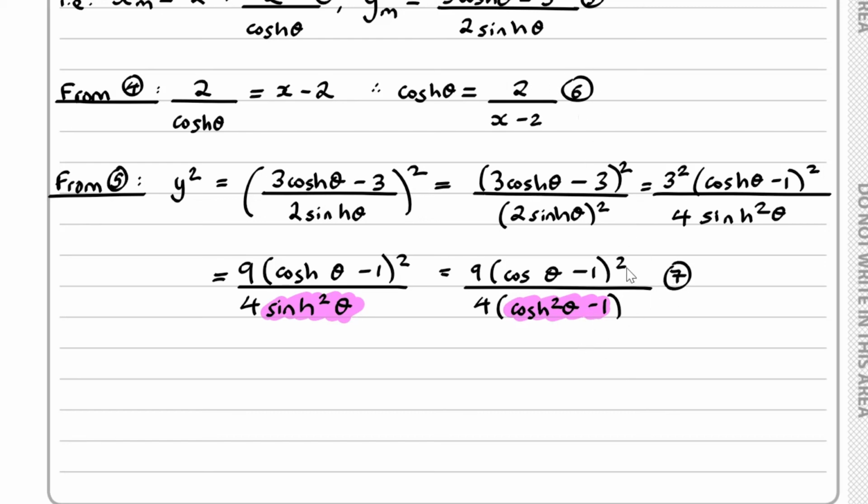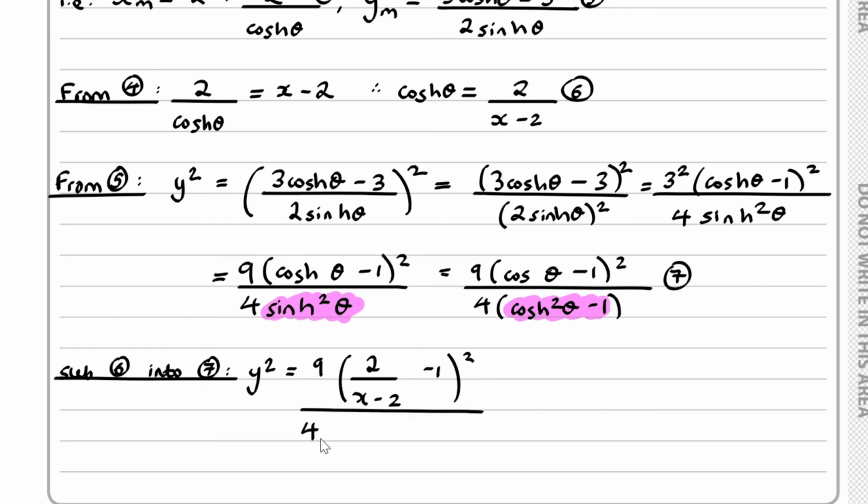Now if we substitute equation 6 into equation 7, doing that we have y squared equals 9 lots of (2 over x minus 2 minus 1) all squared, over 4 times (1 minus cos squared theta), so 1 minus (2 over x minus 2) all squared. Okay, hopefully that bit makes sense.